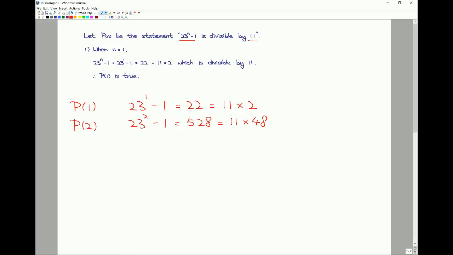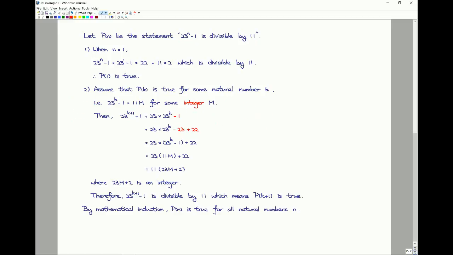Now, you may wonder if it is true in general, right? So let's try to prove it by using mathematical induction. The first part is showing that P1 is true, but it is exactly what we did here. So the next step is the inductive step.